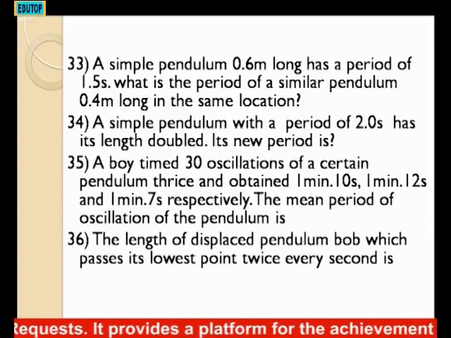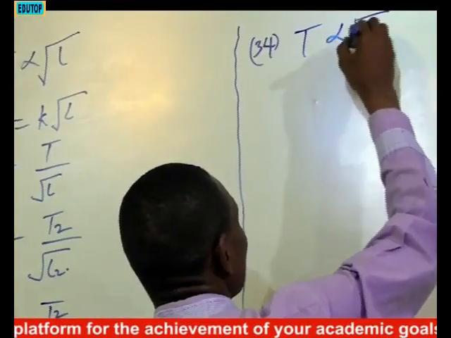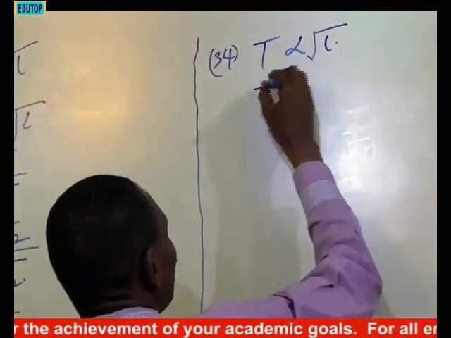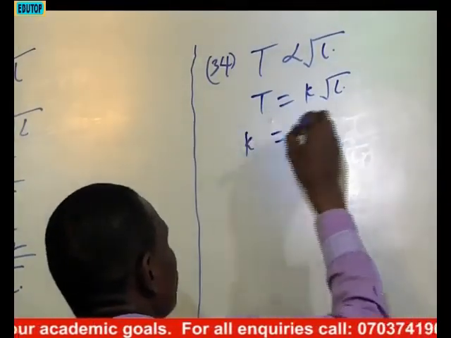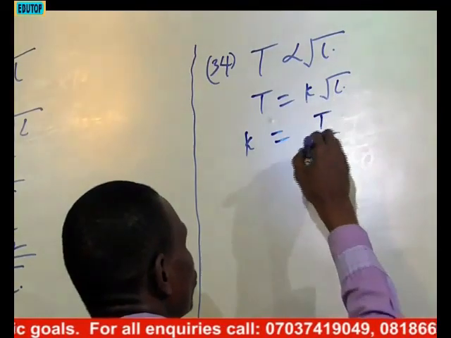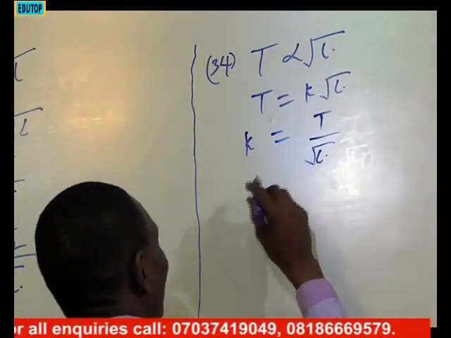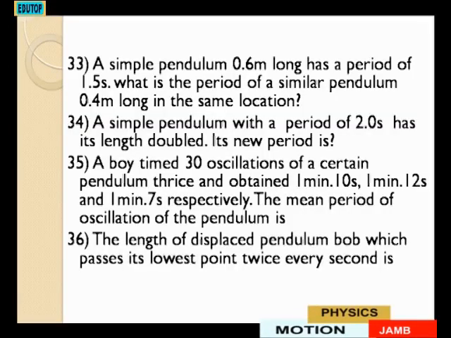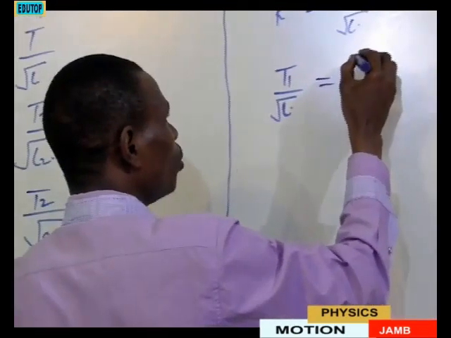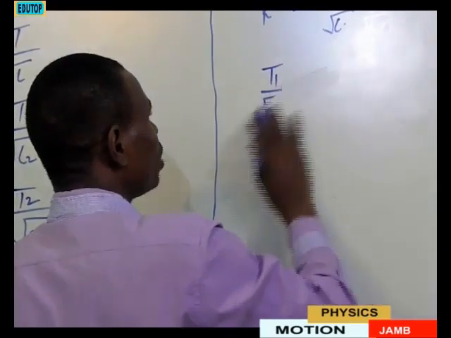Its new period is, in this question we are still going to use the fact that the period is proportional to the square root of the length, so that K will be equal to T over the square root of L. In this case, we have a particular pendulum with a period of 2.0 that has its length doubled. That means before we double the length, this is the original value. After the length has been doubled, we are still going to have, let's put it like this.